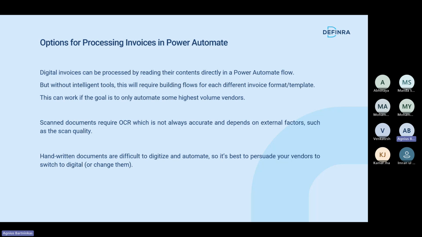In some cases, we might be able to control that if we get the invoice by mail as a paper document that we scan. But if it's our suppliers scanning it and then sending it to us, we can't even control the scan quality, the device being used, and how competent the person is in actually putting the piece of paper into the scanner. So those are things that are quite hard to control. And when it comes to handwritten documents, it's pretty much impossible to properly digitize or automate them in any way. So it's best to persuade your vendors to switch to proper digital documents, or just change your vendors and find someone who's more modern.